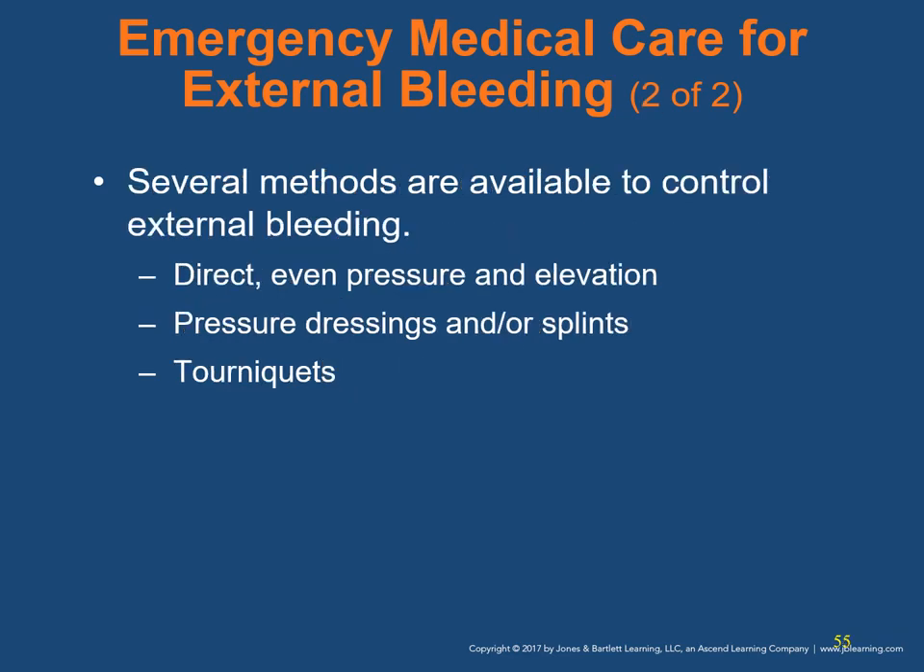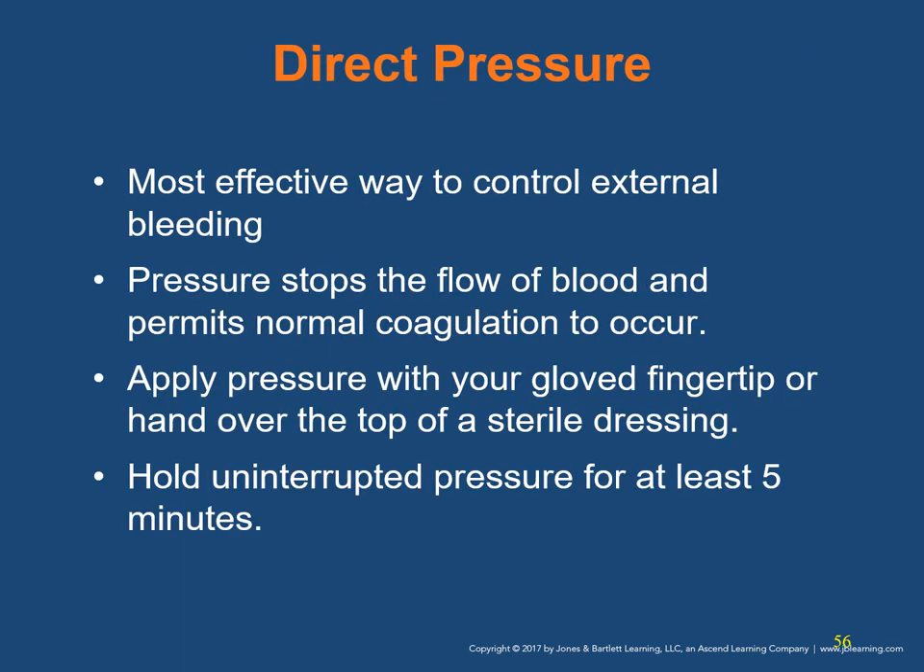Several methods are available to control external bleeding: direct even pressure, pressure dressings and/or splints, and tourniquets. Direct pressure is the most effective way to control external bleeding. Pressure stops the flow of blood and permits normal coagulation to occur. Apply pressure with your gloved fingertip or hand over the top of a sterile dressing.